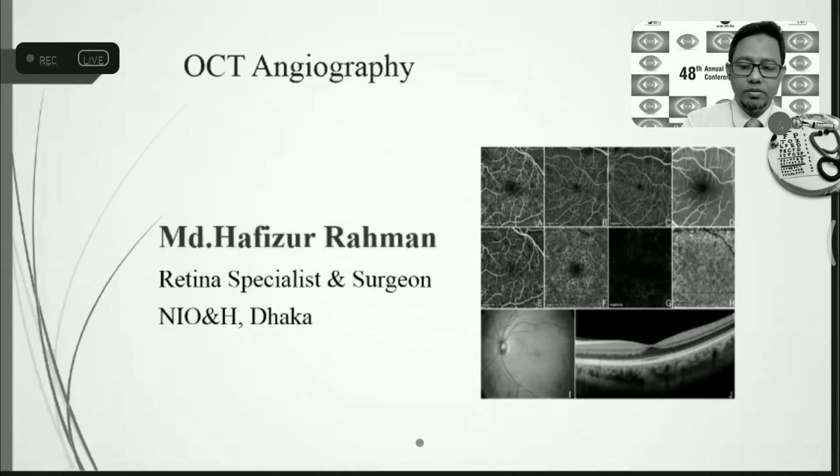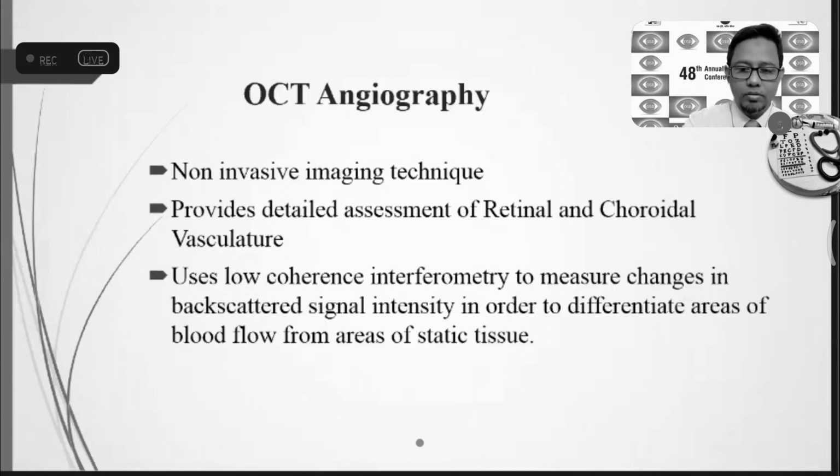At first, I want to say about OCT angiography. It is a new non-invasive diagnostic method through which the vascular structures of the retina and choroid may be visualized in 3 dimensions without need for contrast agent.